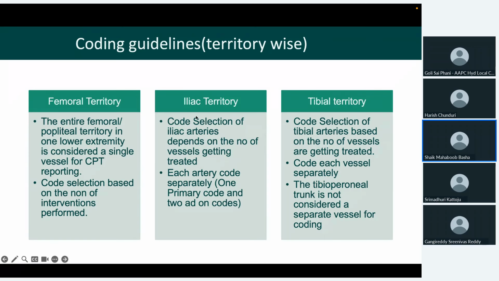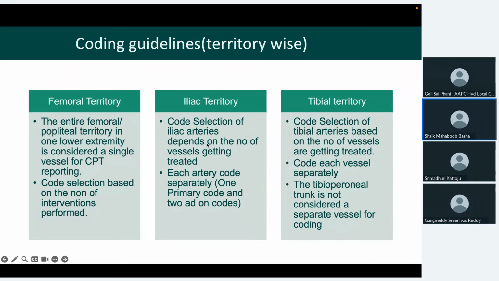Coming to the iliac territory, here we do have add-on codes. That is the reason the code selection of iliac arteries depends on the number of vessels getting treated. For the number of vessels treated, that many add-on codes we can provide. As per the CPT coding guidelines, one primary code and two add-on codes is applicable for a single site. Each artery is coded separately, one primary code and two add-on codes, not more than that. While appending the add-on codes, I request you to check the MUE edits. I hope everyone is aware of this MUE concept. You cannot exceed the MUE edit concept.